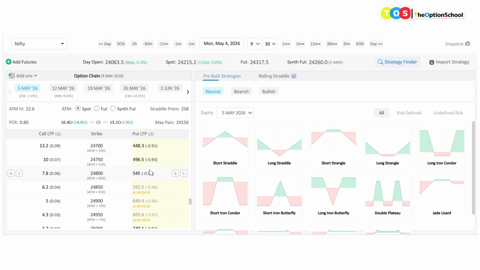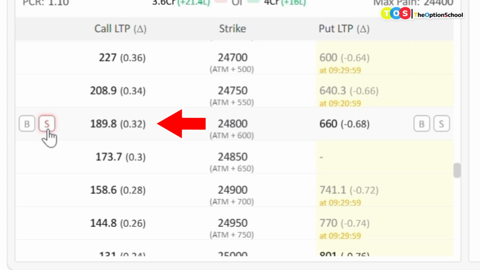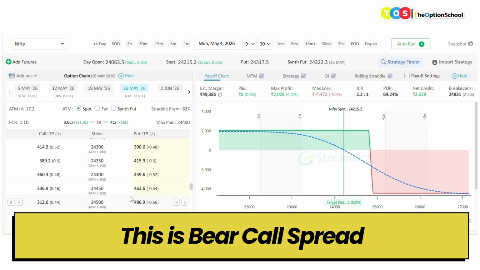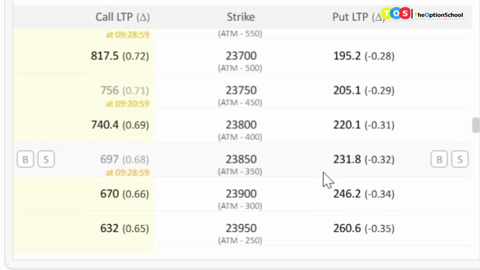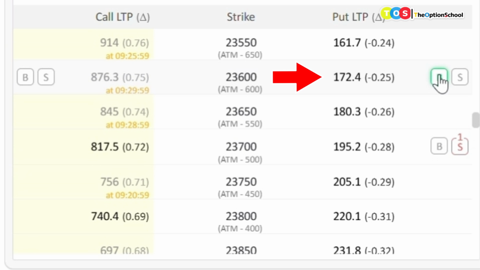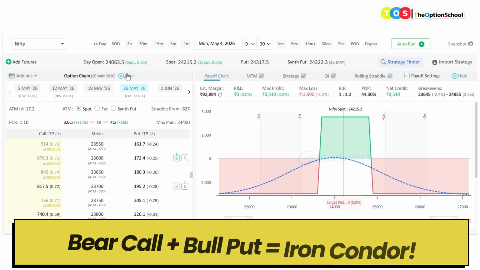So what I will do, I will create a monthly trade, 26th May, and I'll go far away on the call side. And let's say I'm selling 24,800 and I am buying 24,900. So this is the bear call spread portion of my trade. And similarly, I'm going on the downside. I'm selling 23,700 and I am buying 23,600. So this is a very normal iron condor trade.